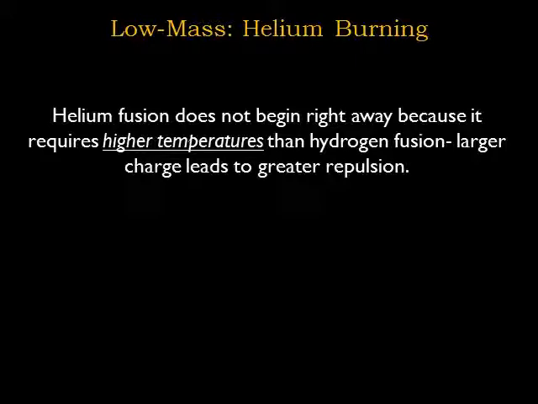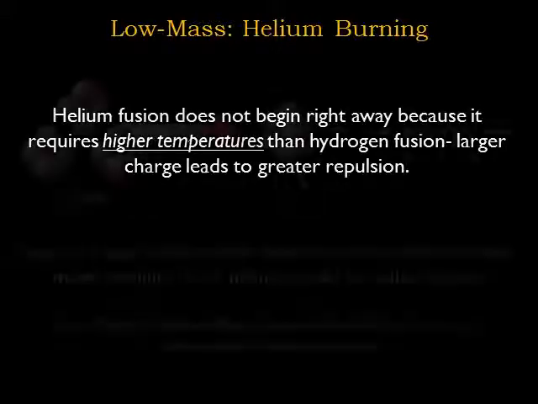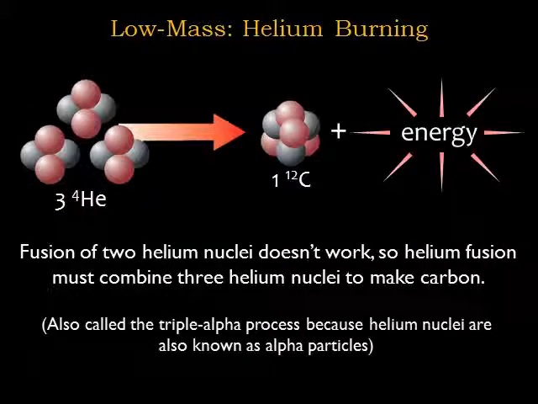Fusing helium nuclei takes more energy than fusing hydrogen. Each helium has 2 protons, which will repel one another more strongly than hydrogen nuclei. Helium fusion therefore occurs only when nuclei slam into one another at much higher speeds. Helium fusion requires much higher temperatures than hydrogen fusion. The helium fusion process converts 3 helium nuclei into 1 carbon nucleus. Energy is released because the carbon-12 nucleus has a slightly lower mass than the 3 helium-4 nuclei.